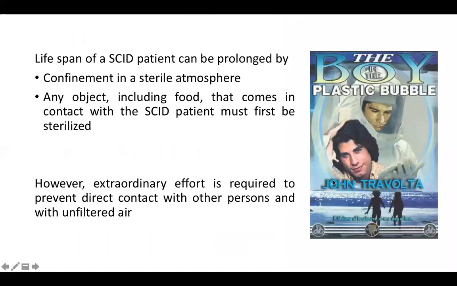There was a movie starring John Travolta known as The Boy in the Plastic Bubble. In order to protect such a child, you need to provide them a totally sterile atmosphere. How will you do that? Any object including food has to be first sterilized, but extraordinary effort is needed because of course you're going to meet people, so direct contact with other people, your mother, your father, and with unfiltered air. Even air, you can't even meet your parents, and air and oxygen you have to meet. So the boy tried to live in a bubble. There is also an episode of Seinfeld, if you watch sitcoms, in which George interacts with one bubble boy. More about that later.